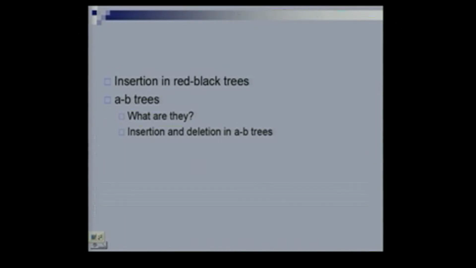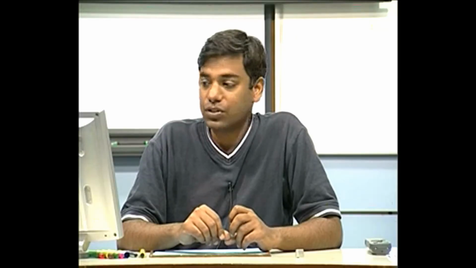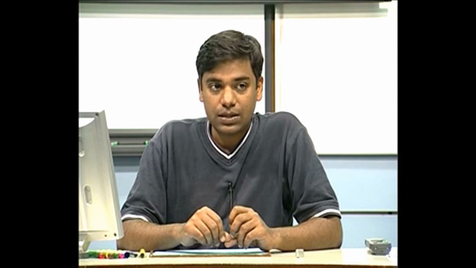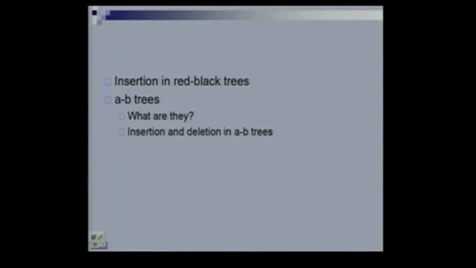Today, we are going to see how to insert a key in a red-black tree. We are then also going to introduce the notion of an A-B tree. So, we will first define what an A-B tree is, and then we are going to see the process of insertion and deletion in an A-B tree. So, we get to insertion.